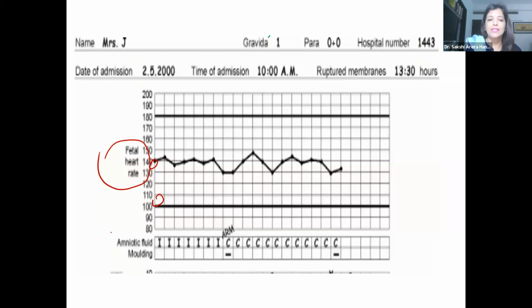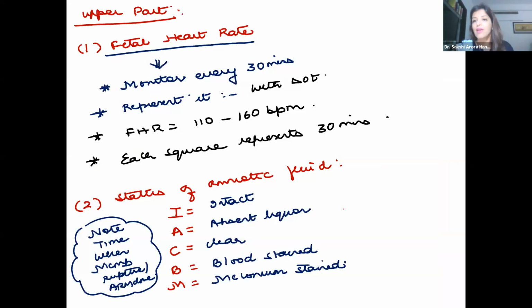Then the second thing is about amniotic fluid. When you are writing about amniotic fluid, there are certain symbols which you use, where I stands for membranes intact. A stands for absent liquor. C means clear fluid. B means blood-stained fluid. And M means meconium-stained fluid.